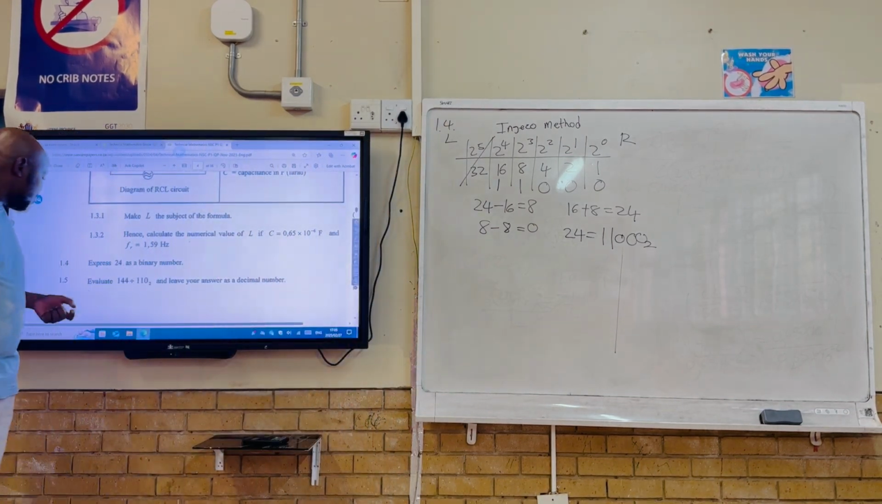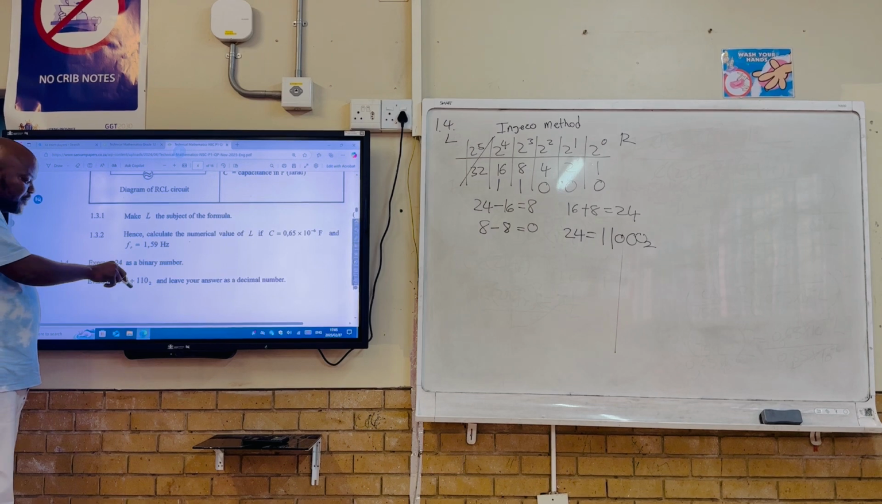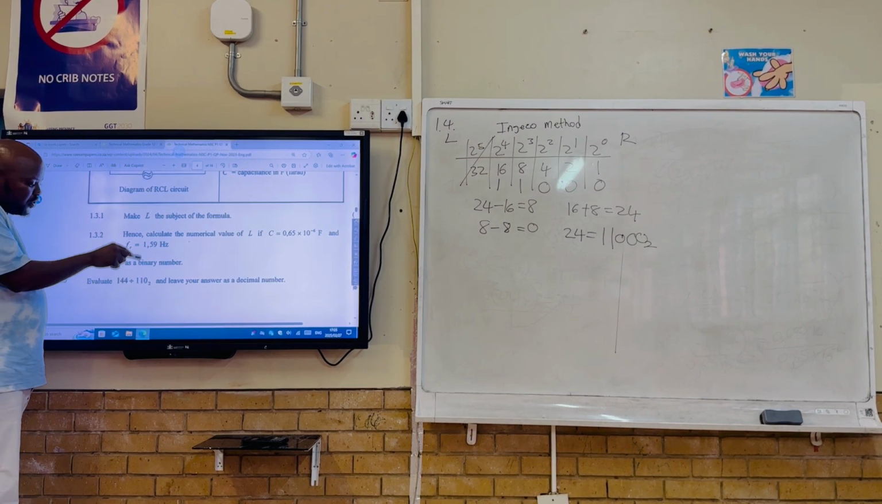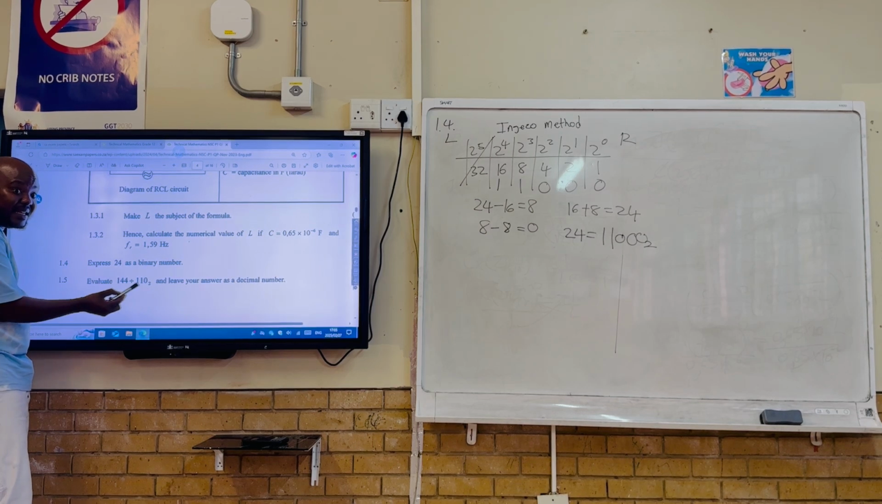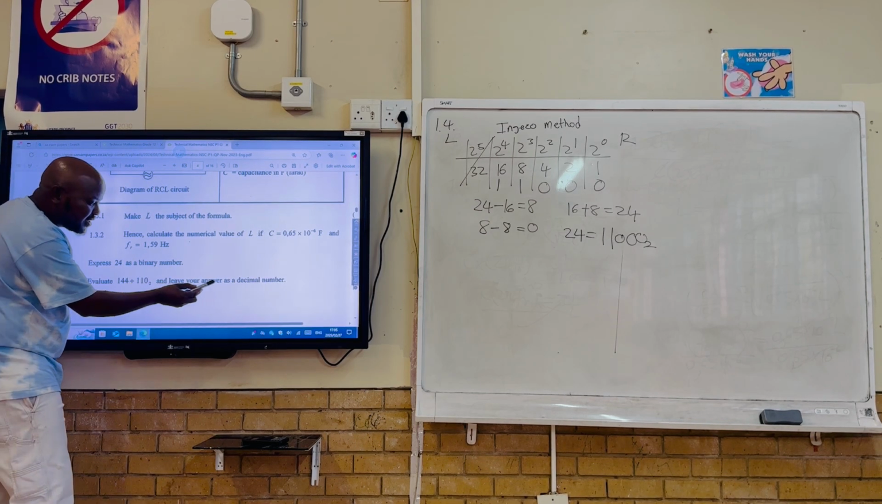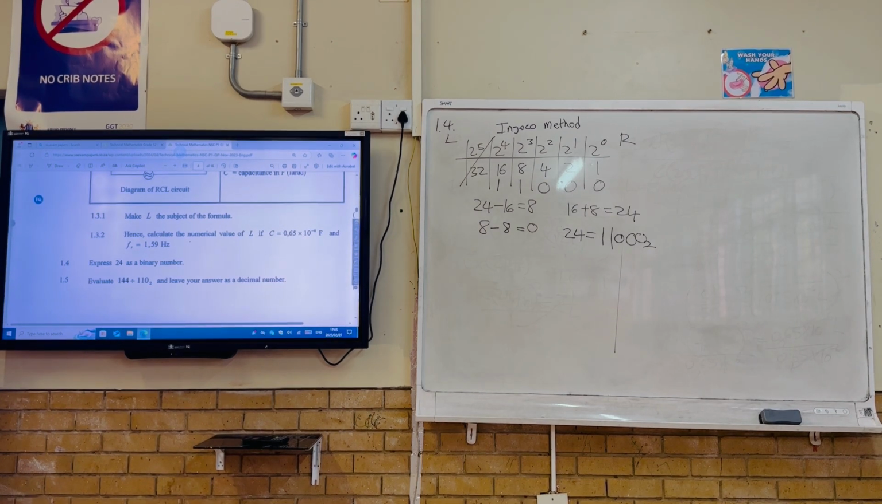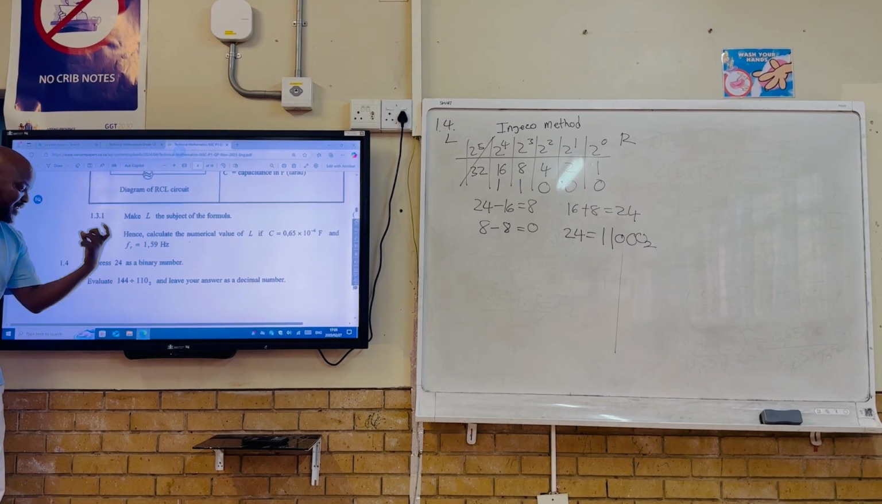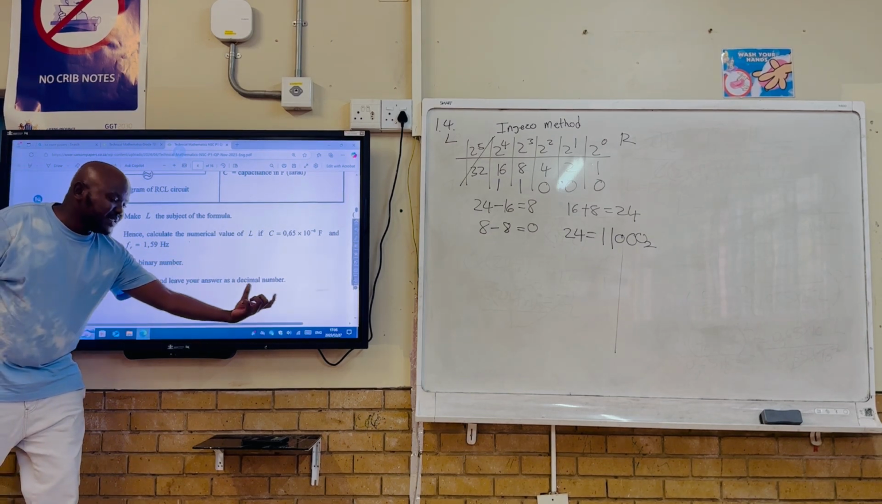Now we're going straight to 1.5. It says: evaluate 144 divided by 110, which is binary, the 2 showing that this is in binary notation, and leave your answer as a decimal number. What are we going to do now? We are given a decimal and a binary, and we are told that we must give our answer as a decimal number.